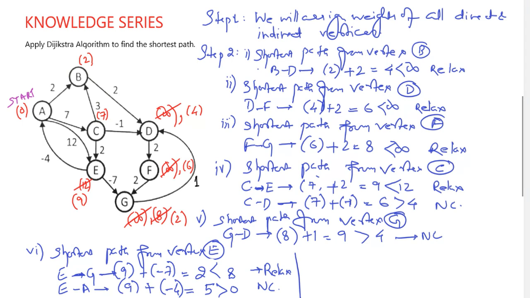So A to B is 2, A to C is 7, A to D is 4, A to E is 9, A to F is 6, A to G is 2. So this completes the solution for the shortest path for the given figure using Dijkstra's algorithm.